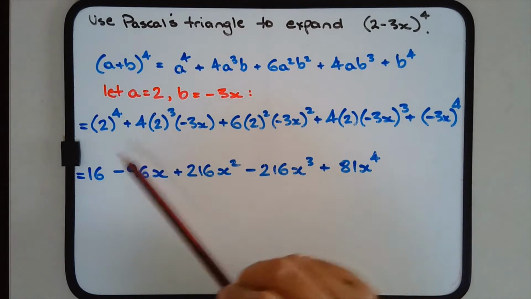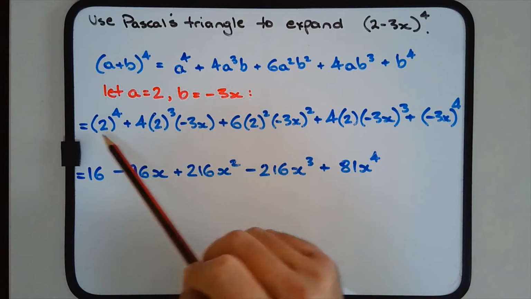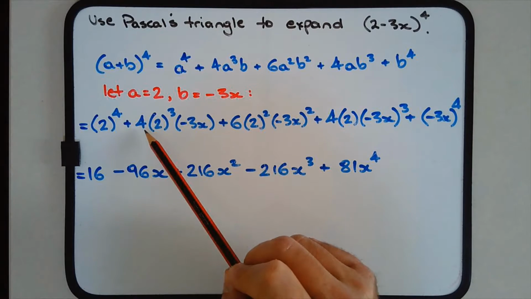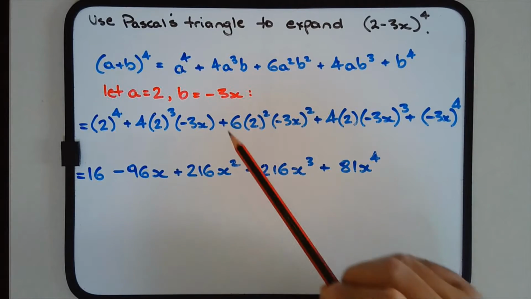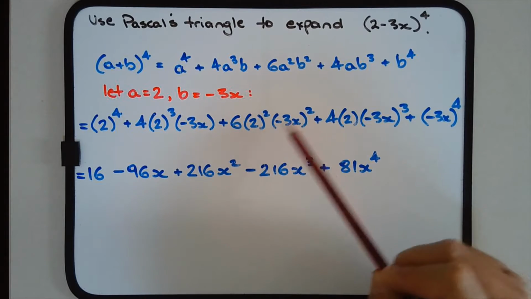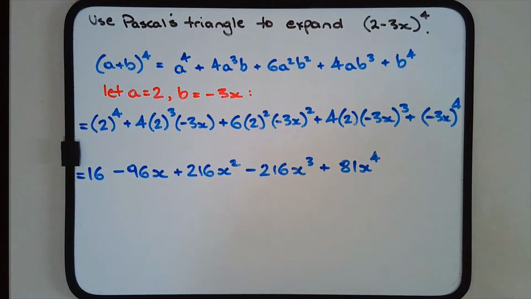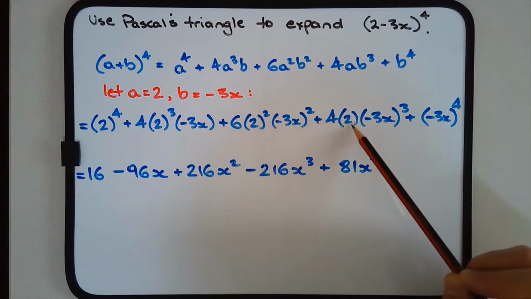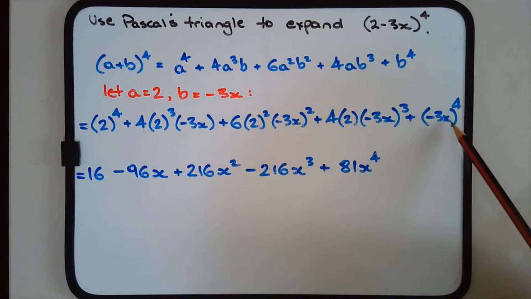So when we let a equal 2 and b equal negative 3x, we obtain 2 to the power of 4 plus 4 lots of 2 cubed times negative 3x plus 6 times 2 squared times (negative 3x) all squared. So it's very important that the negative term especially is in brackets, plus 4 times 2 times (negative 3x) all cubed plus (negative 3x) all to the power of 4.